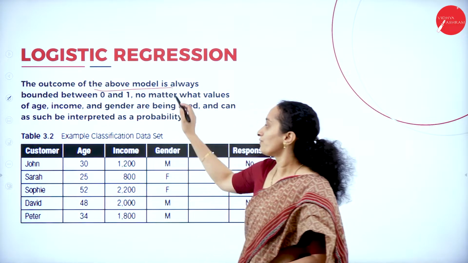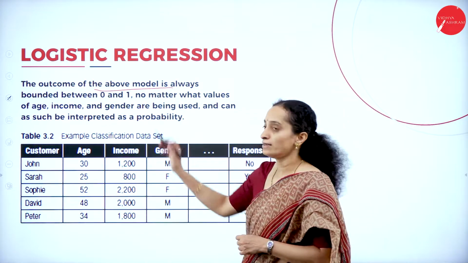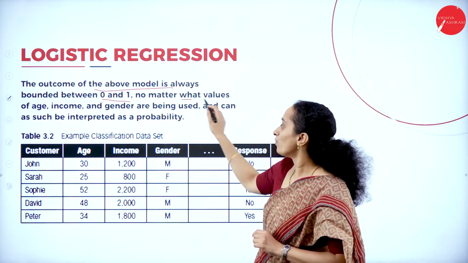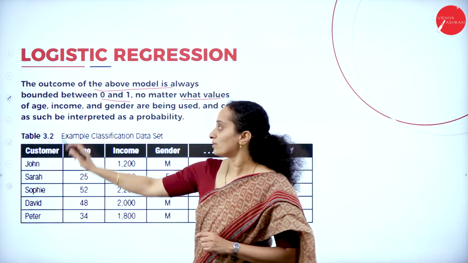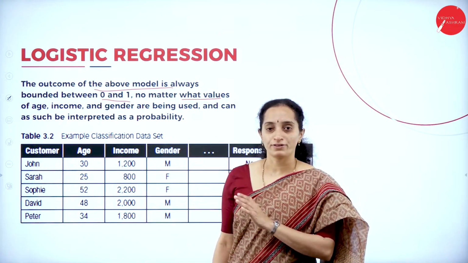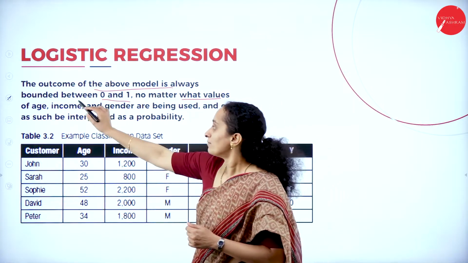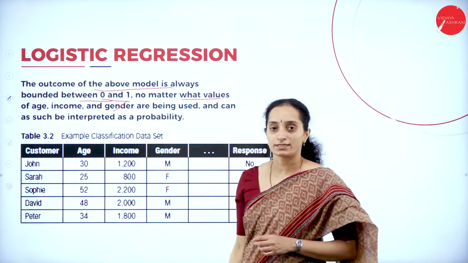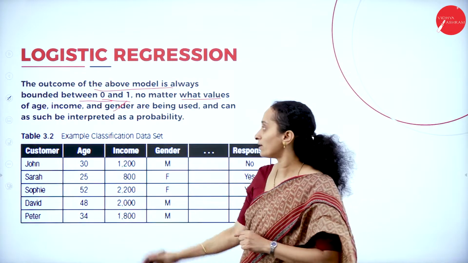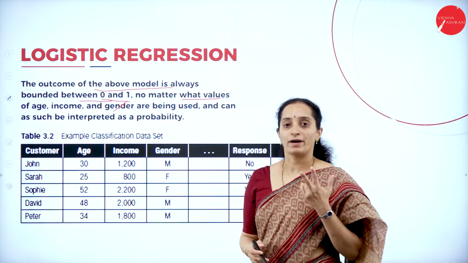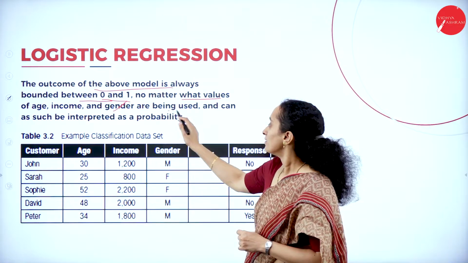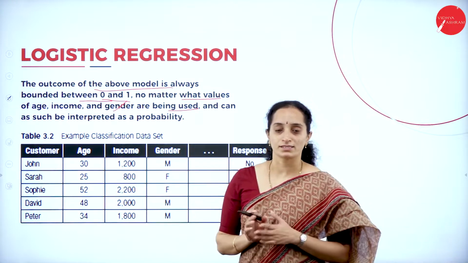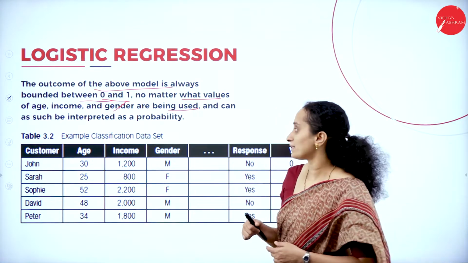Okay, the outcome of the logistic regression model is always bounded between 0 and 1, no matter what the values of age, maybe 5 or 58 or 96, or income from $1 to $1 million, and gender will always be the two binary values 0 or 1. Whatever values you use, the bounded value you get is only between 0 and 1 when you use the expression that I have explained.